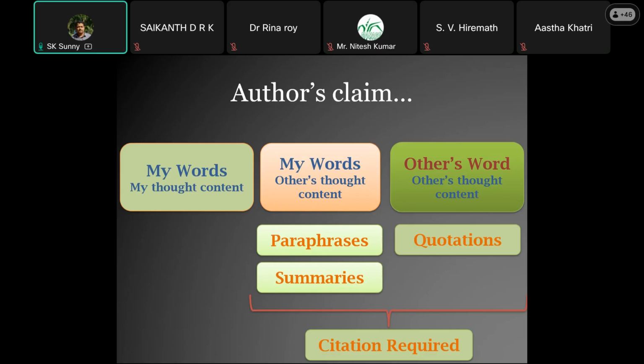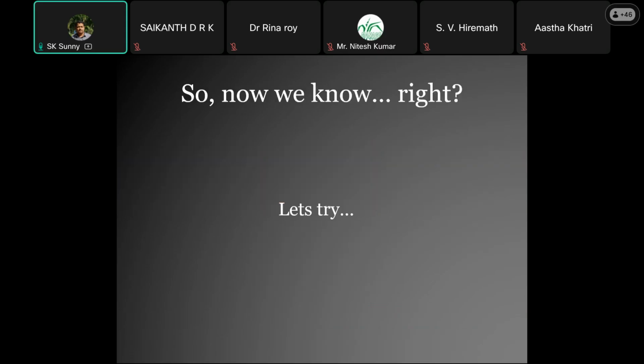So put under double quotes, give citation, no plagiarism. If you don't give citation, plagiarism. If you don't put under double quotes, plagiarism. If you are paraphrasing and the paraphrasing is not appropriate, what is appropriate I will tell you, then it is plagiarism. Even if you have paraphrased and you have not given the citation, it is plagiarism. So citation is required when you are quoting and when you are paraphrasing. Okay, as simple as that. So now we learned it.